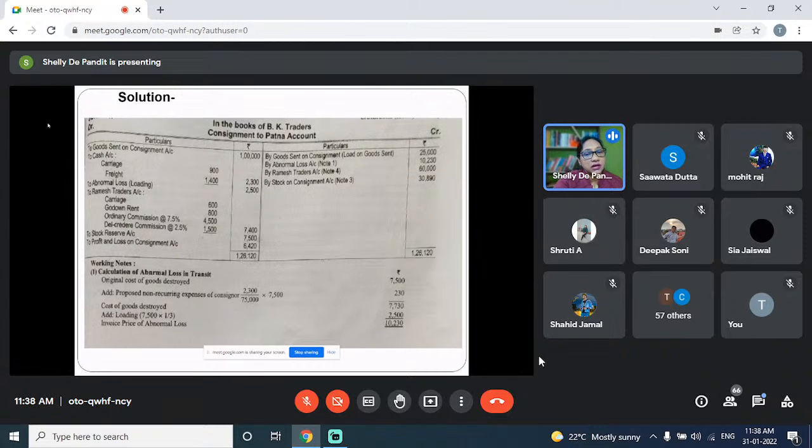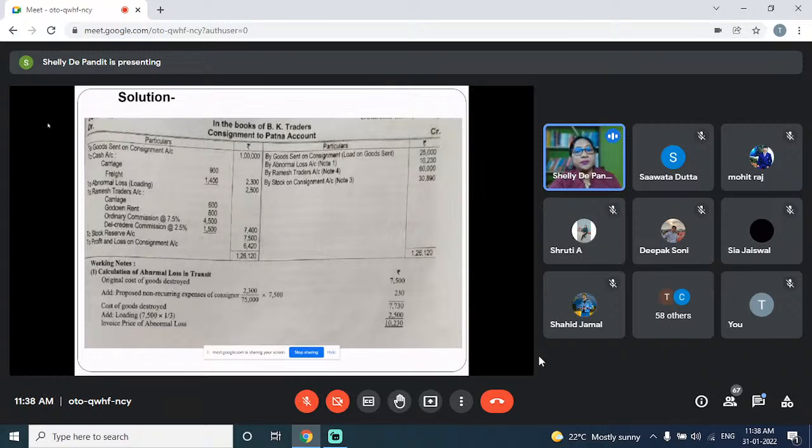Now the goods have reached the consignee. He received the goods and incurred some expenses. What are those expenses given in the sum? Carriage and godown rent. We put carriage and godown rent.